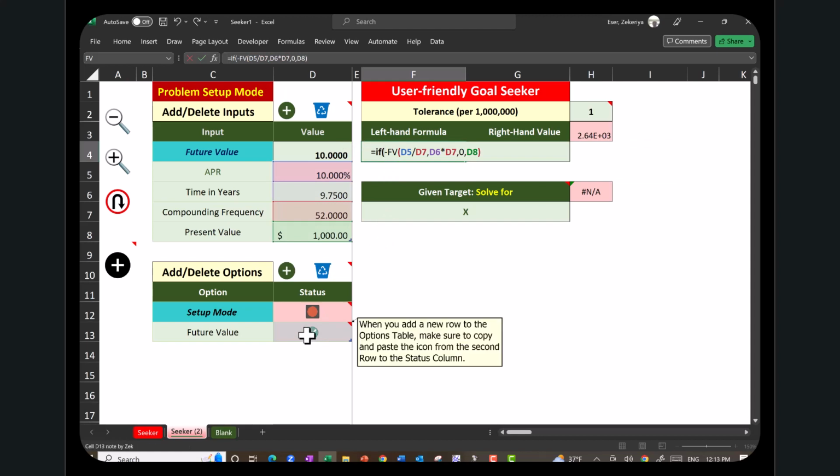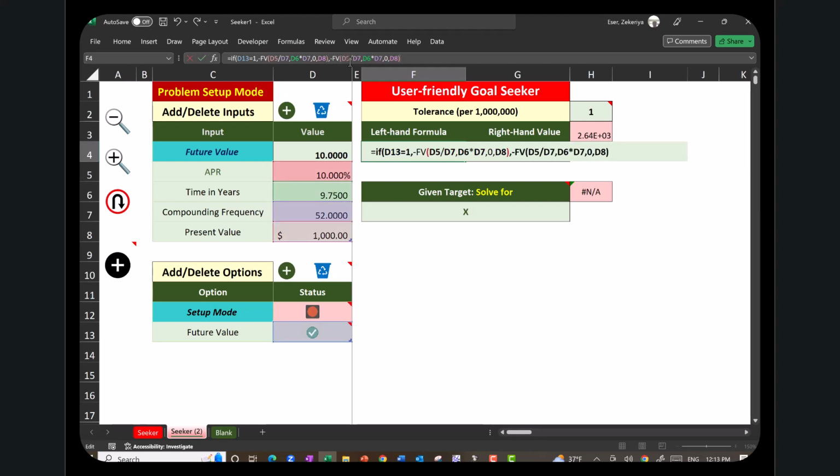If that's equal to 1, I know I'm dealing with future value. That's the formula. I've already done that. Comma. What to do if that is not the case. I'm going to paste what I copied. Thankfully, the structure is exactly the same, except the name of the Excel function is PV.